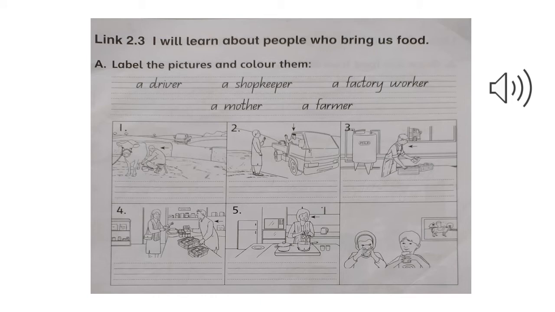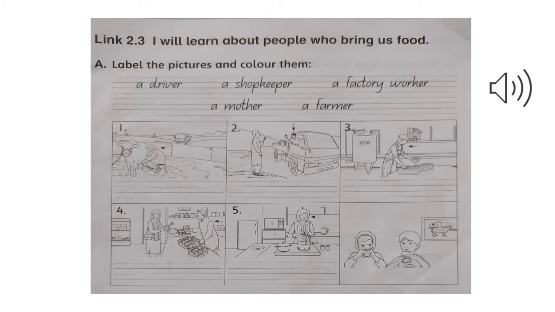Link 2.3, I will learn about people who bring us food. Exercise A, label the picture and color them. Okay, here we have some pictures and we have given some options. And we have to see the pictures carefully, then we have to write the names of the people who bring us food that are given at the top of the exercise.